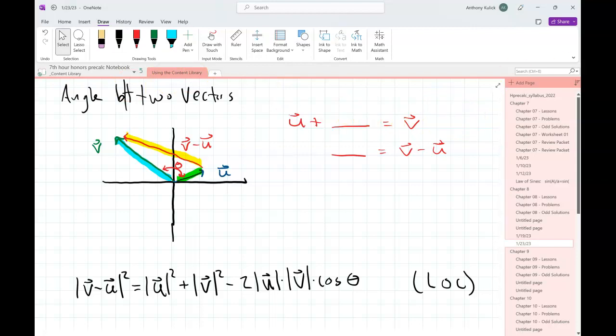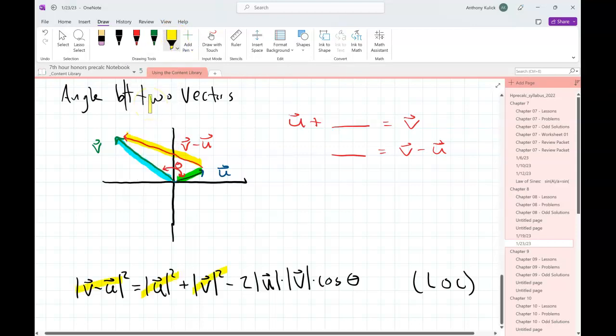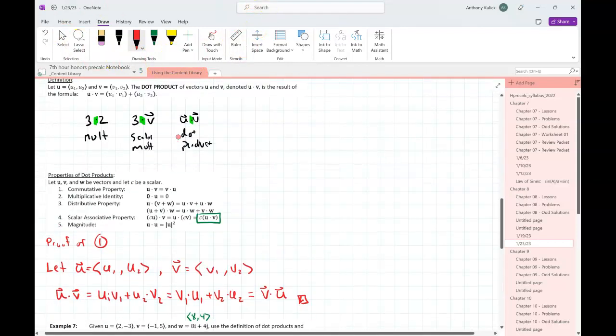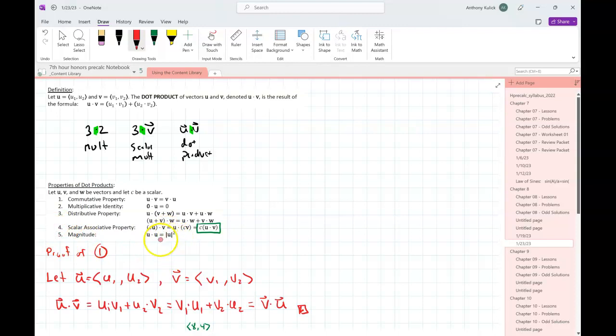All right. So what I'm going to do next is evaluate these guys. How do I evaluate those? Well, the three that I highlighted. I'm going to use the magnitude property for vectors to rewrite those magnitudes squared as the product of the vector with itself.